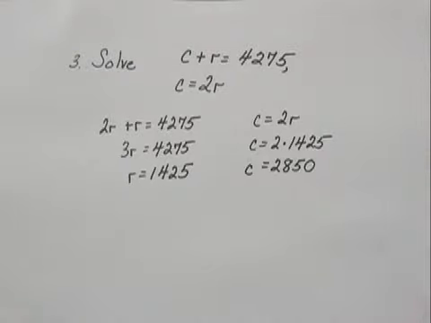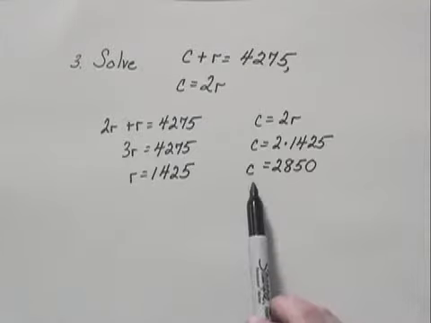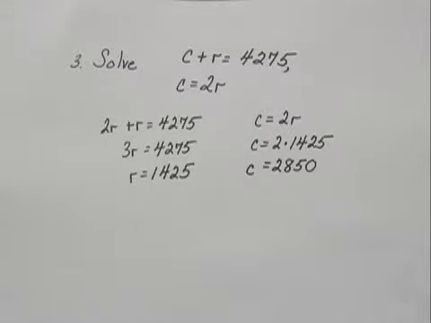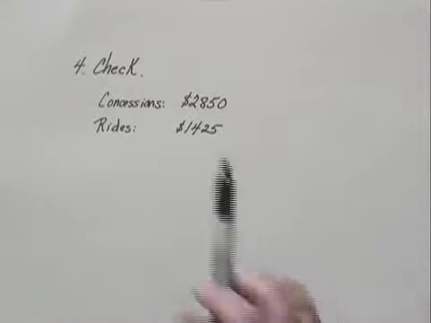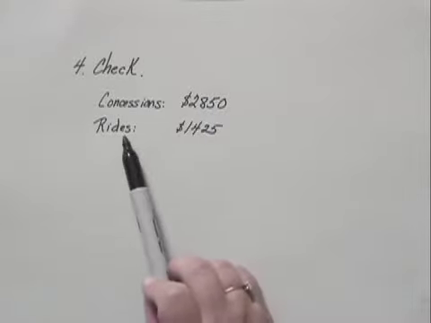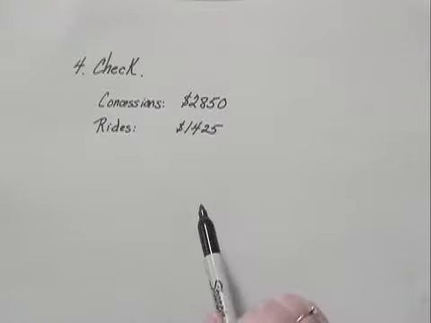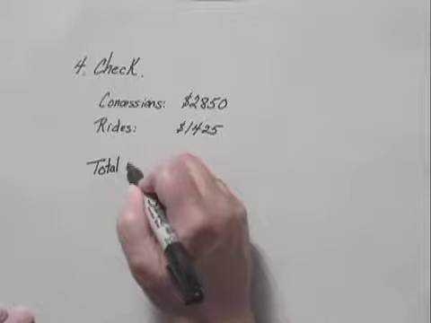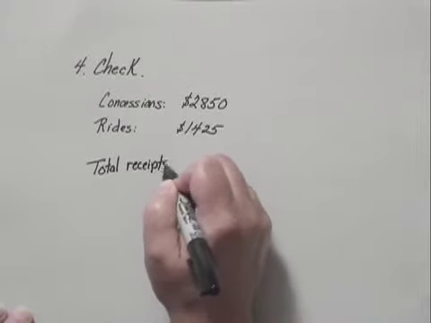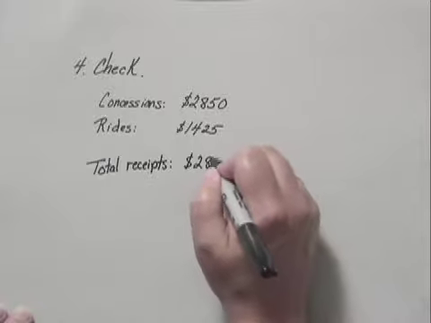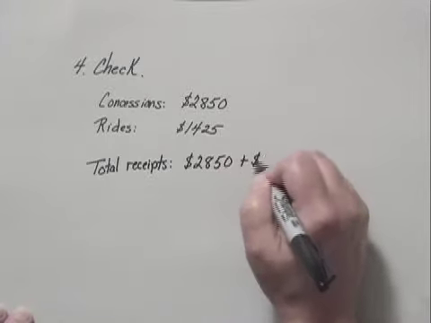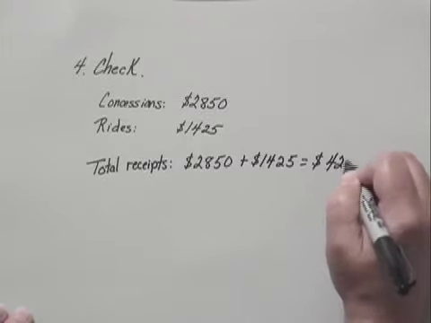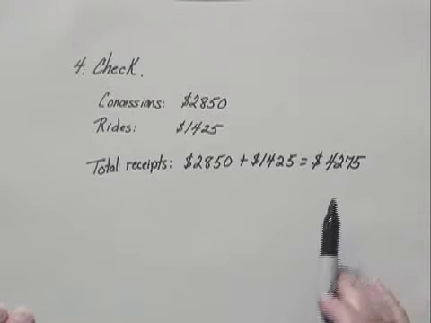Now, if we need to, we can look back at our familiarized step and recall that C stands for the amount of concessions and R for the receipts from the rides. So what I'm checking is the amount brought in from concessions, $2,850, and the amount brought in from the rides, $1,425. Well, let's first check total receipts. We add the two together, 2,850 plus 1,425 equals, and we do the addition, we get 4,275, and that does correspond to what we were told in the problem.